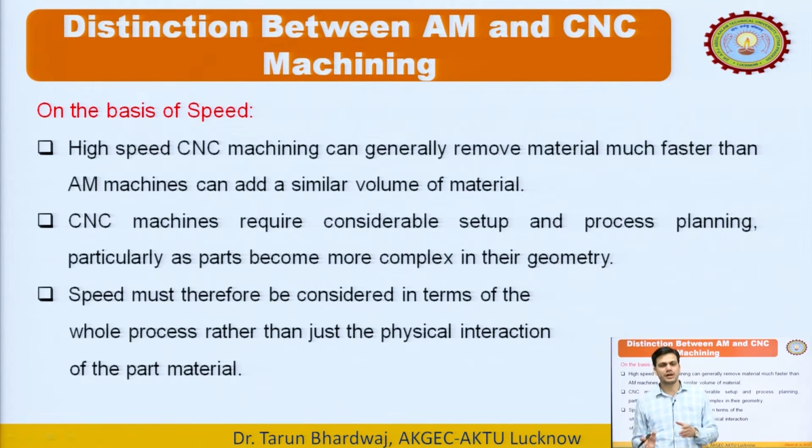But if you compare process to process, additive manufacturing is a slow process compared to the CNC process. So speed should be considered in terms of the whole process, rather than the physical interaction of the part material, because a CNC machine requires considerable setup and process planning, particularly as parts become more complex in their geometry. If the part is very complex, or somebody requires customization in the part, the CNC machine requires a considerable setup for that.